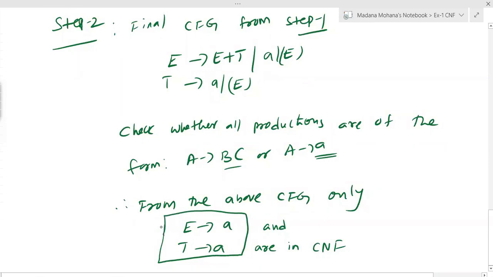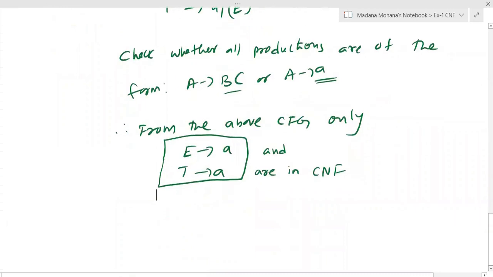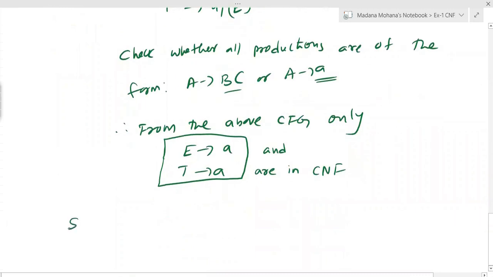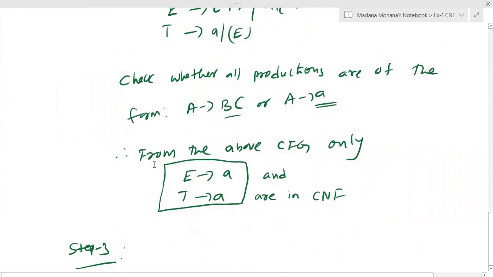So, but others not in CNF. For other productions, you can proceed to step 3 and step 4, which are applicable. Therefore, coming to step 3, for which productions you can apply step 3? First, consider non-CNF productions.